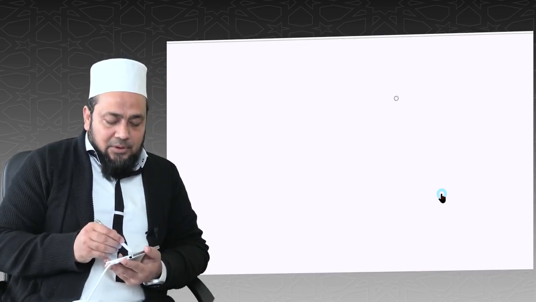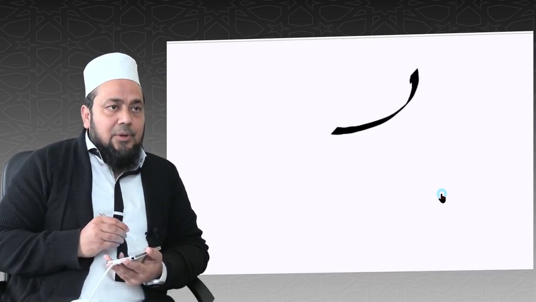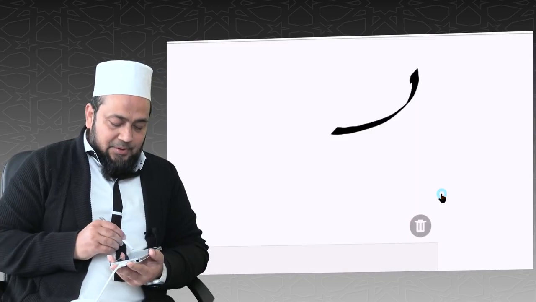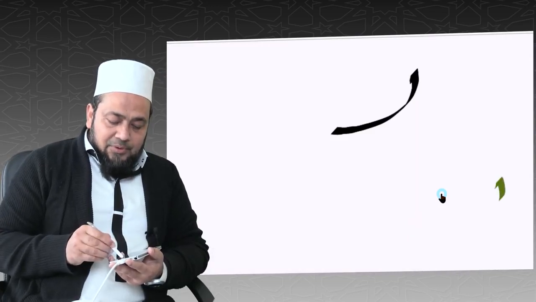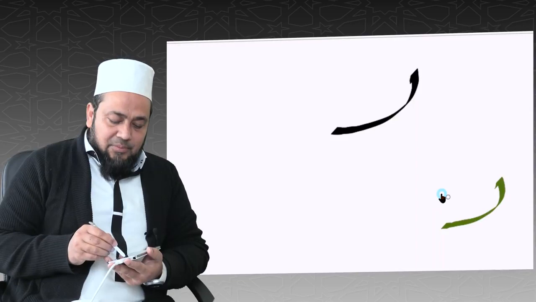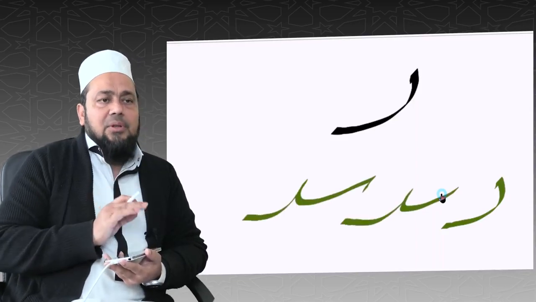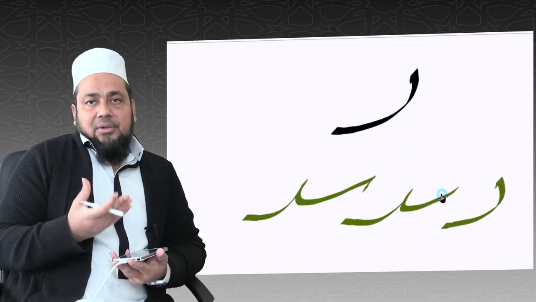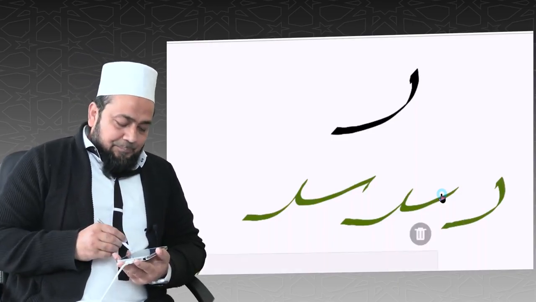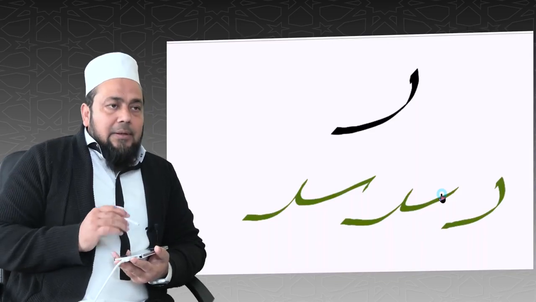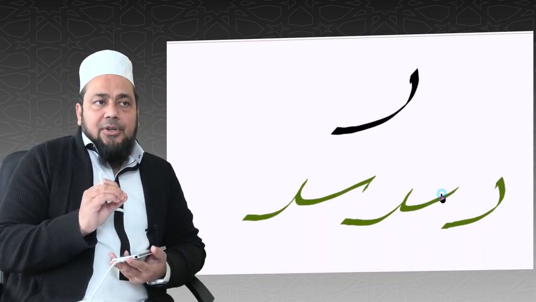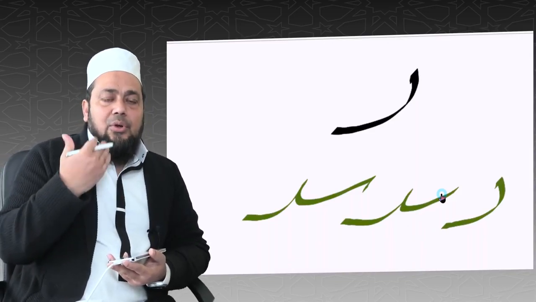Ra. The standalone shape of Ra is this one. Beginning of the word shape is exactly the same, middle of the word shape is this one, and end of the word shape is this one. There is not much difference. Now I will make it Zay by adding only one dot on the top.